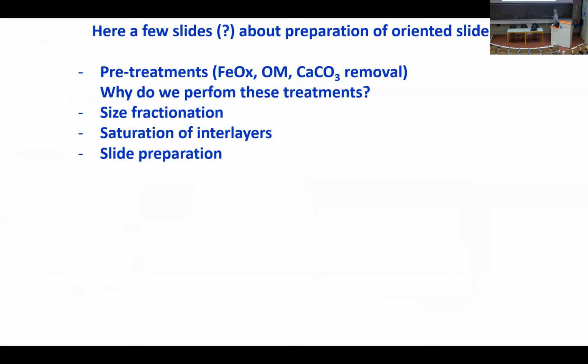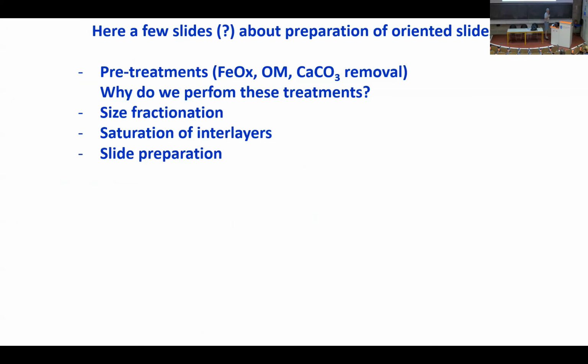Here, to be able to do that, what do we usually do? We are usually trying, at first, to extract what we call the clay fraction, clay size fraction, whatever. And we usually do that on the basis of size fractionation.